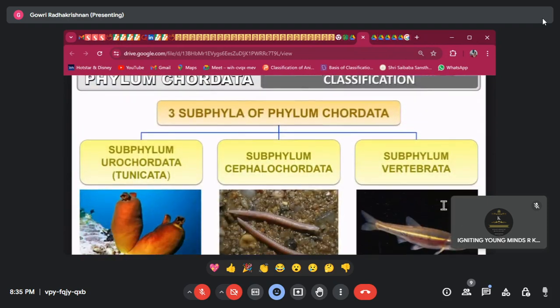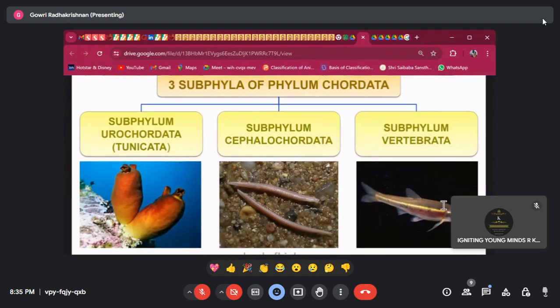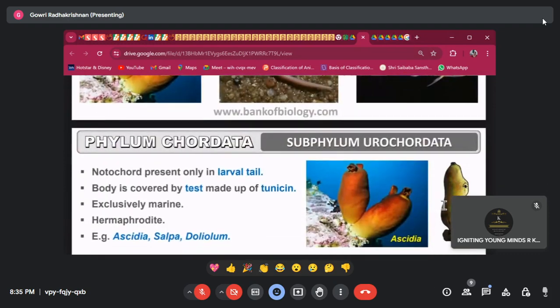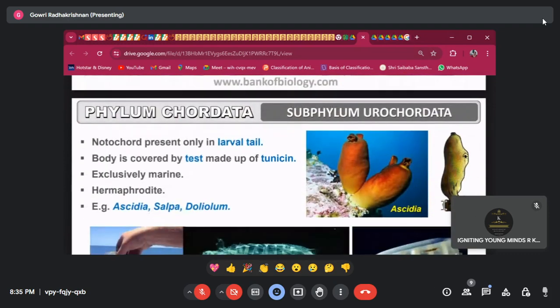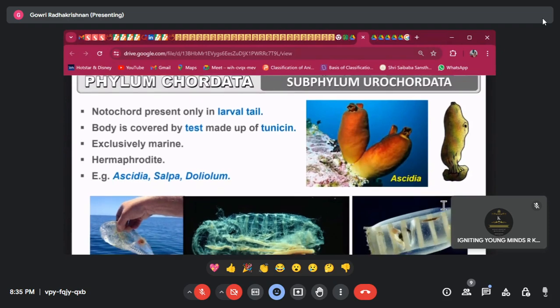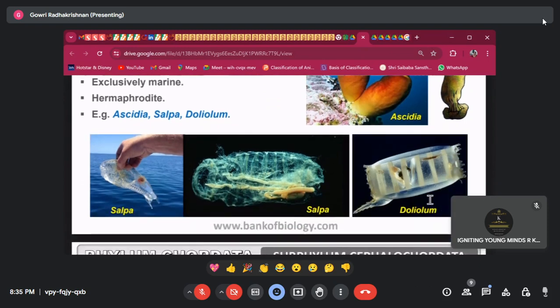Now, the subphyla of phylum Chordata are subphylum Urochordata, which is Tunicata, subphylum Cephalochordata, and then Vertebrata. Now, Urochordata: notochord is present only in the larval tail. Body is covered by a test made up of tunicin. Exclusively marine, hermaphrodite. Okay, this you can see here.